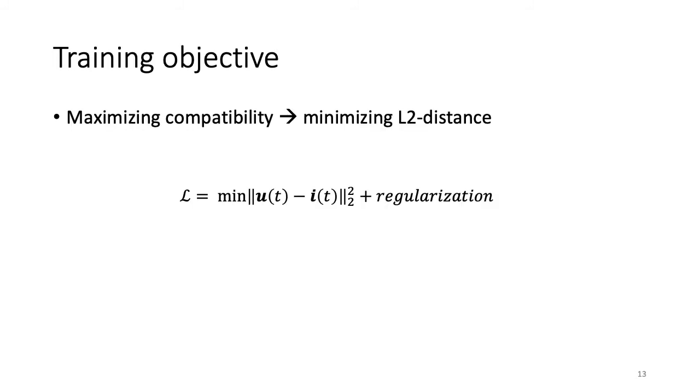The model is trained by maximizing the compatibility of the embeddings that we have just learned at time t. This is equivalent to minimizing the L2 distance between these embeddings, as shown in this equation, plus a regularization to avoid the trivial solution, which collapses the embeddings into a subspace.